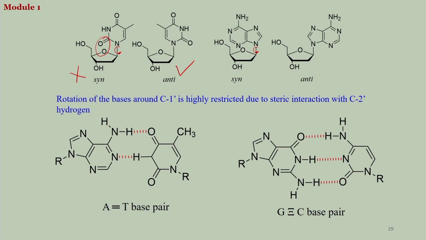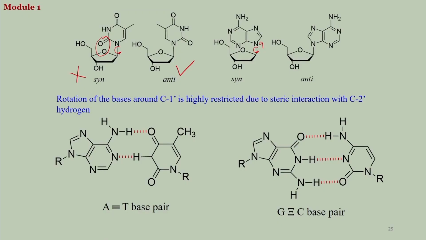If you consider, for example, adenine, this is the sugar, this is N9 of adenine, and this is the adenine structure, a 5-membered ring fused with a 6-membered ring. This is the syn form, where the 6-membered ring is falling on top of the sugar. It is very crowded. On the other hand, the anti form is nice and smooth, with the 6-membered ring away from the sugar moiety.